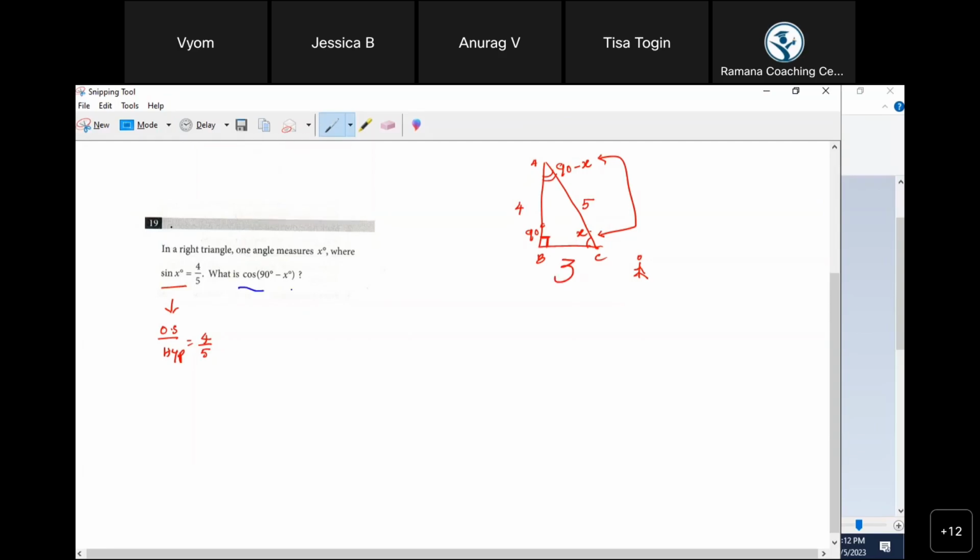He's asking cosine 90 minus x. So 90 minus x is here. Put your straw man here and then do the cosine ratio. What is cosine ratio? Length of adjacent side over hypotenuse. So from this 90 minus x angle vertex, what is adjacent side? 4 and then hypotenuse 5. So you see the ratios are same.